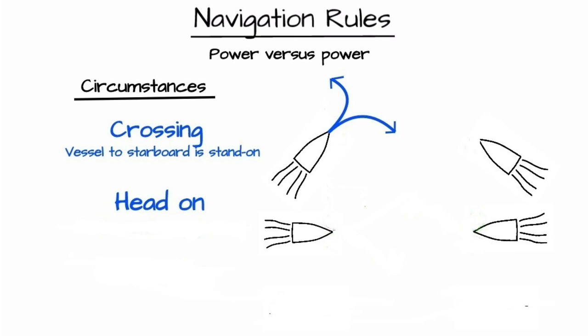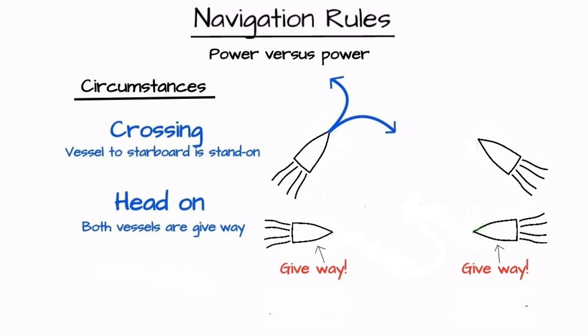The next circumstance we might look at is a head-on approach, where we have two vessels heading directly towards each other. In this circumstance, both vessels are give-way vessels. There is not a stand-on vessel involved. We have two give-way vessels, and each vessel must give way by turning to its starboard so that the vessels pass port to port.